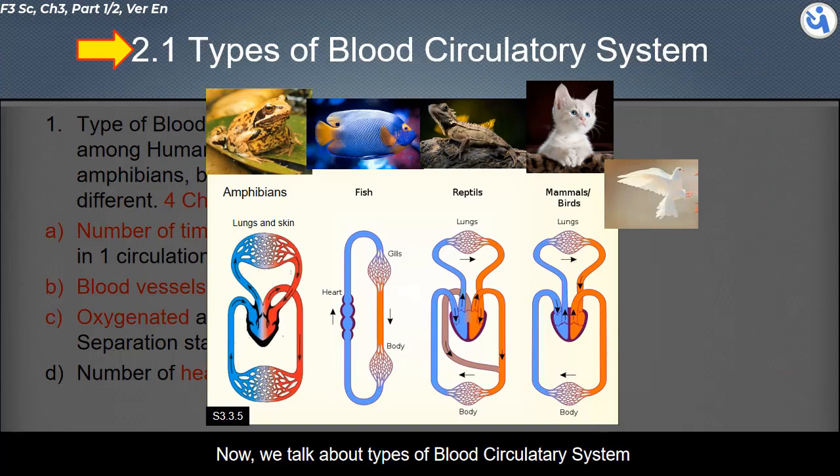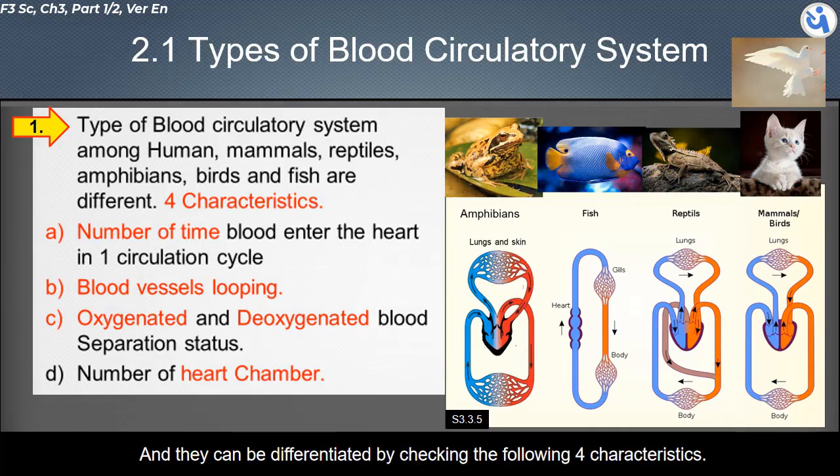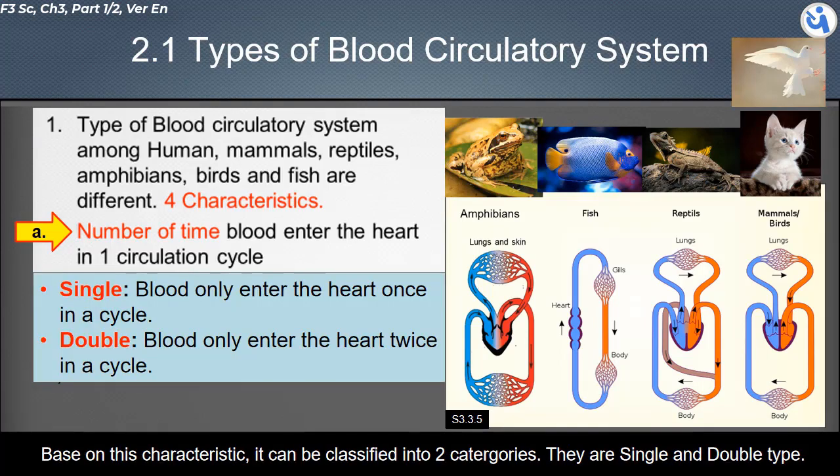Now, we talk about types of blood circulatory system. The types of blood circulatory system among humans, mammals, reptiles, amphibians, birds, and fish are different. And they can be differentiated by checking the following 4 characteristics. The first characteristic is the number of times blood enters the heart in one circulation cycle. Based on this characteristic, it can be classified into 2 categories. They are single and double type.